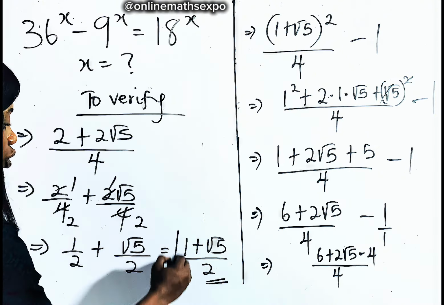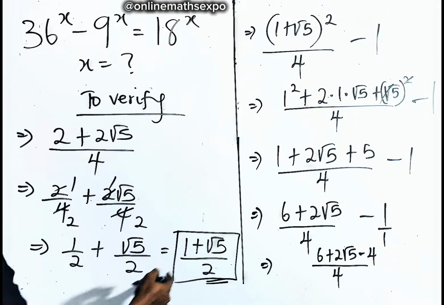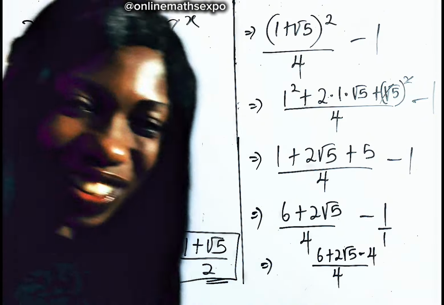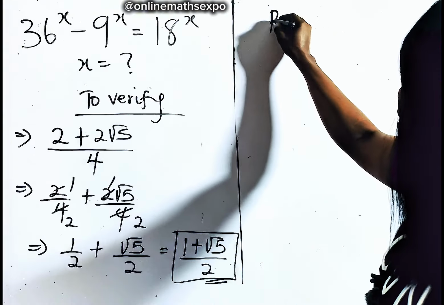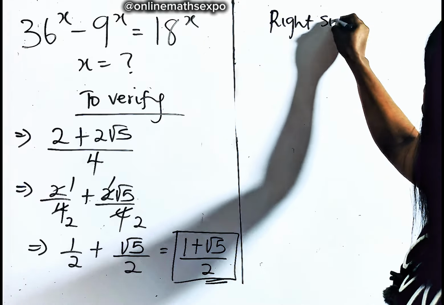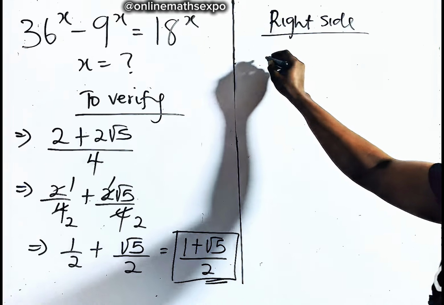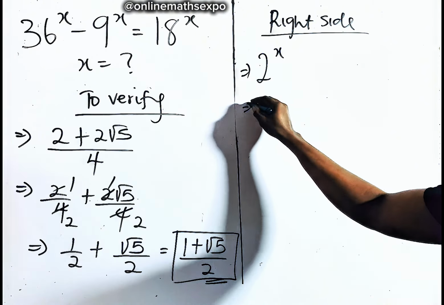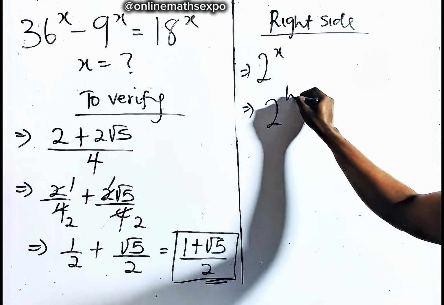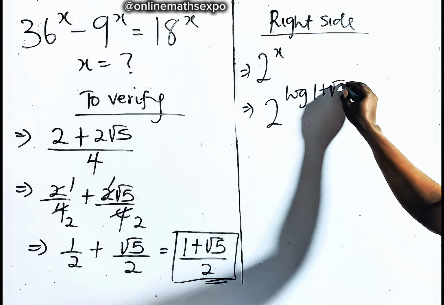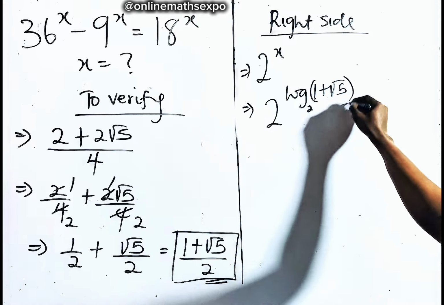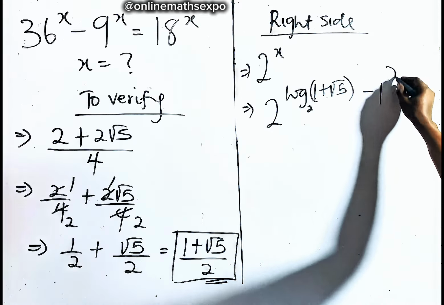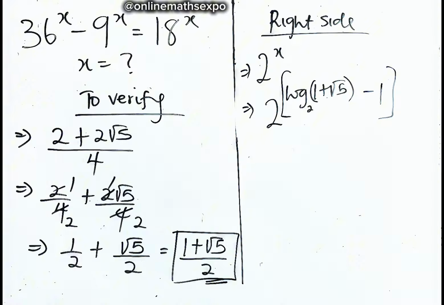Now let's also do the right side to see if it's the same as what we have here. Let's do that together. For the right side, remember what we have is 2 to the power of x. And we said that our x is log of 1 plus root 5 base 2, then minus 1. So this is what we want to simplify.